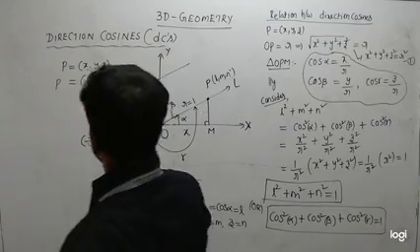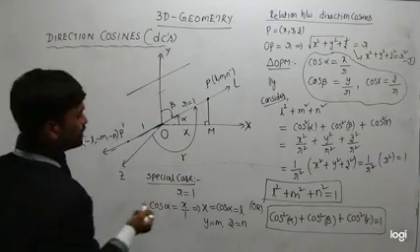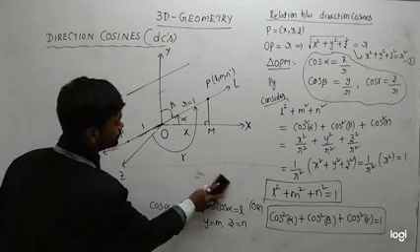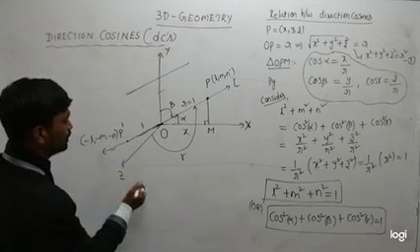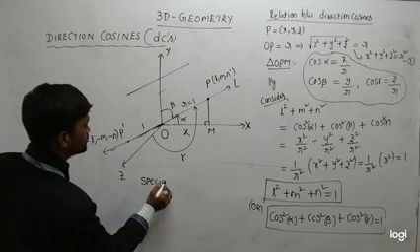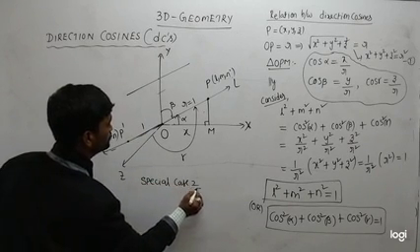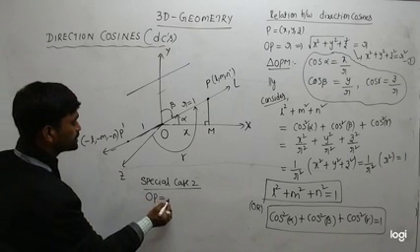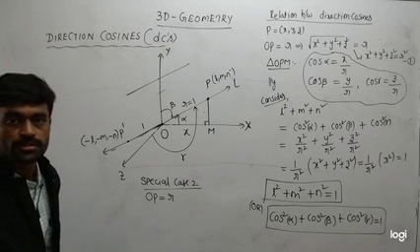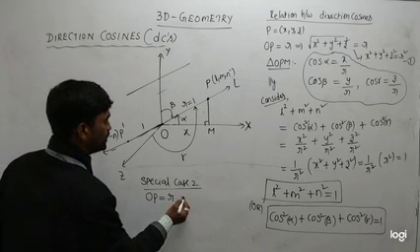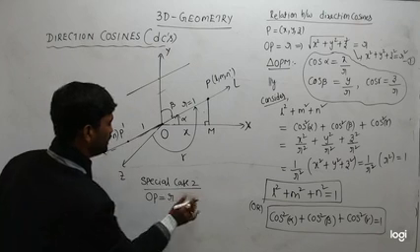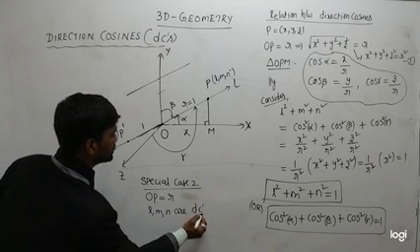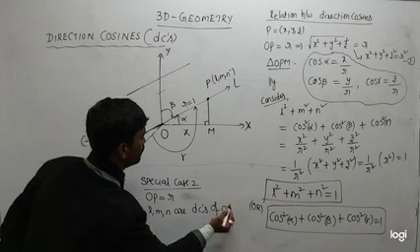Next. Special case 1 was when r is equal to 1. Next, special case 2. Here, what is the OP distance? R units. What are the direction cosines? l, m, n. So l, m, n are the direction cosines of OP.